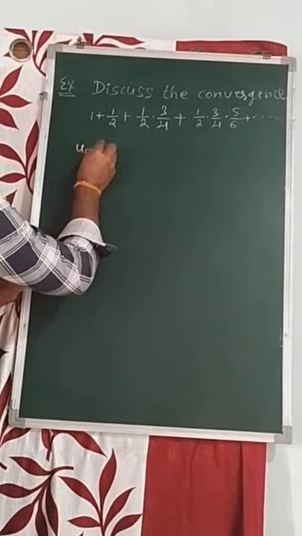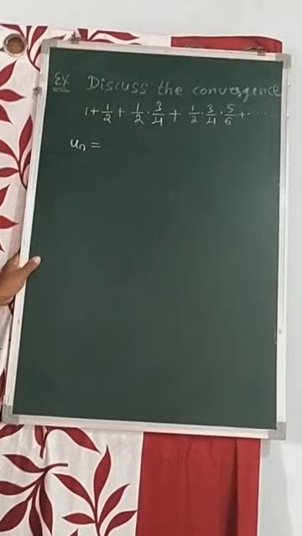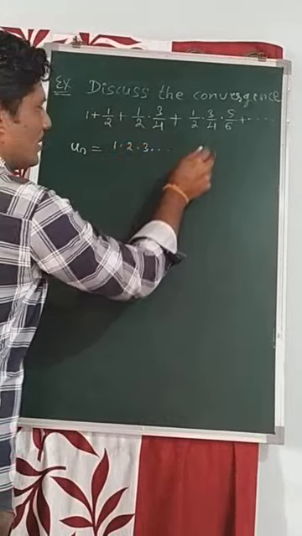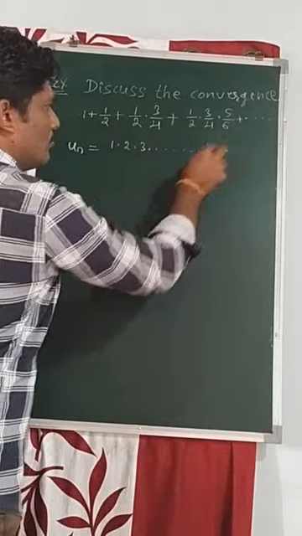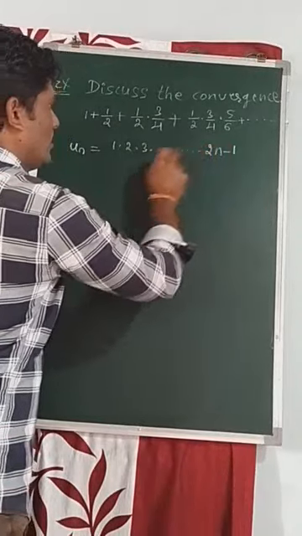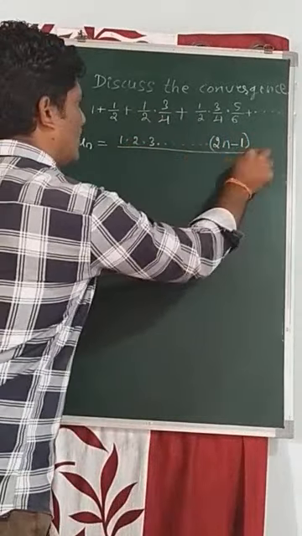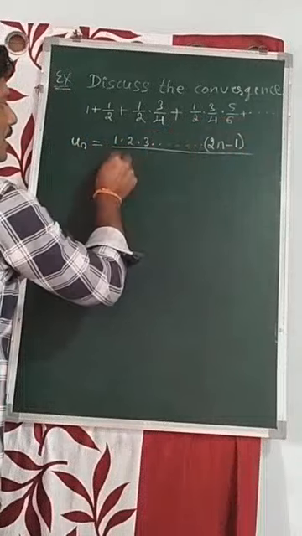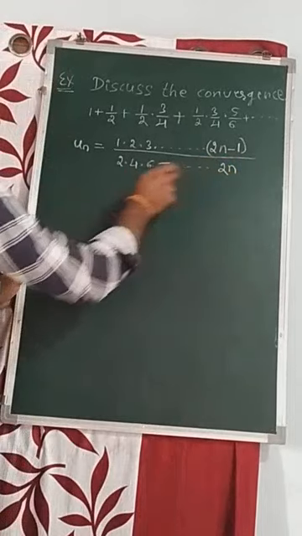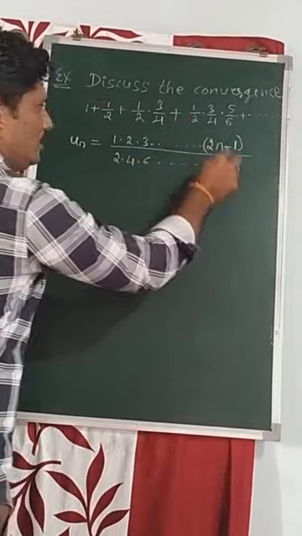Here un is equal to the nth term. The numerator is 1 into 3 into 5 into 7 like that, 1 into 2 into 3 into nth term 2n minus 1, n equal to 1: 2 into 1 minus 1. Divided by denominator 2 into 4 into 6 into 8 into 10 like that, 2n, n equal to 1: 2 into 1 is 2, 2 into 2 is 4, 2 into 3 is 6 like that. This is the un term.